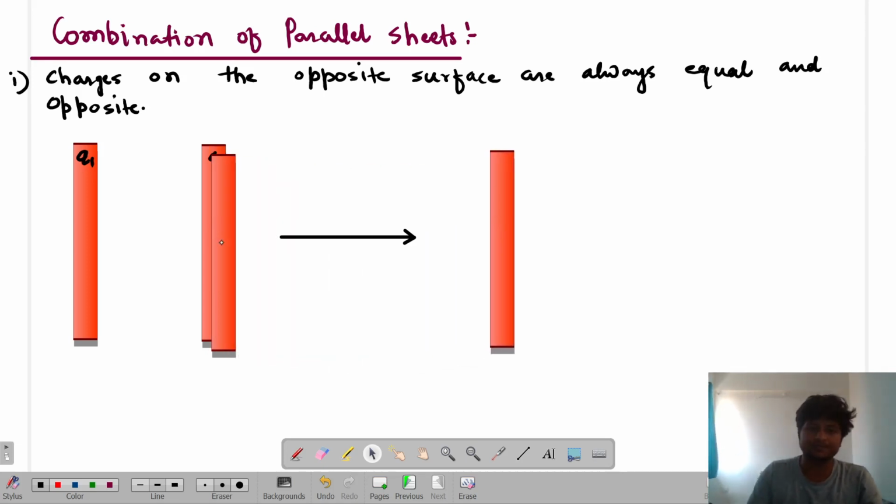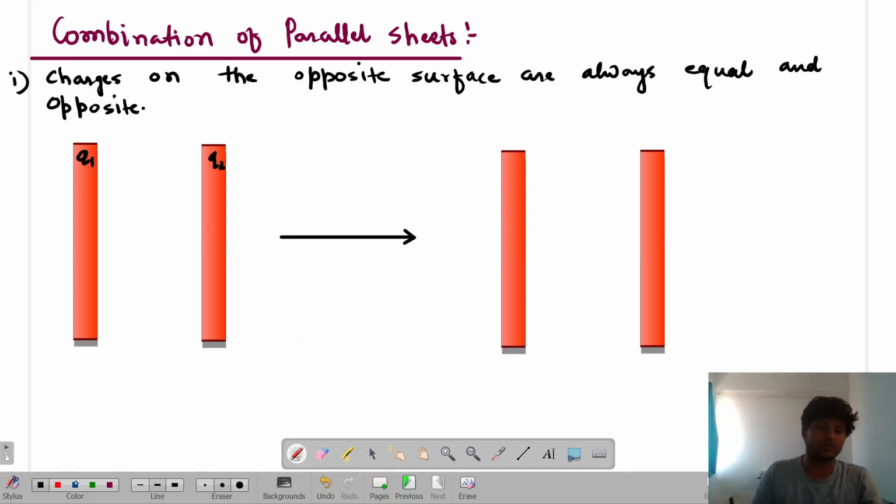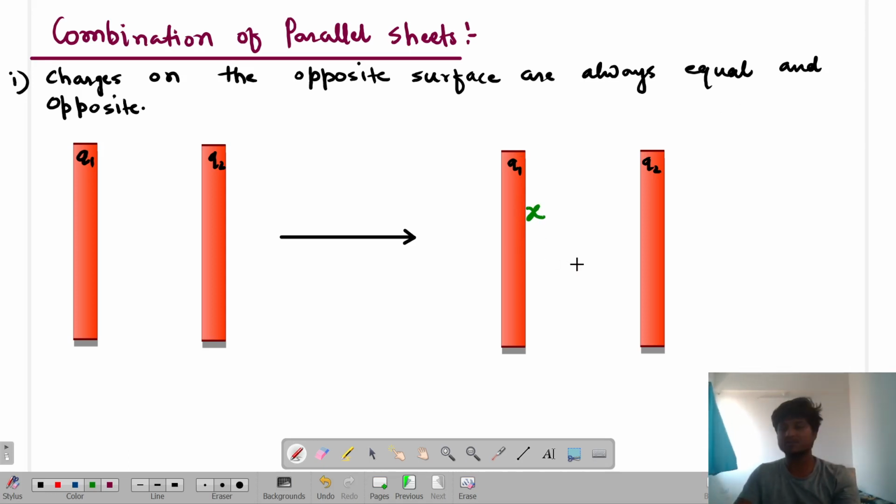It's saying that when you took the plates and placed them at some distance and put some charge Q1 on this and Q2 on this, then the charges on the opposite surface are always equal and opposite. So look over here, on this internal surface, I consider that there should be some charge x. That will be taken from the charge Q1, and it can be written as Q1 minus x, or not? Basically, these plates are conducting plates.